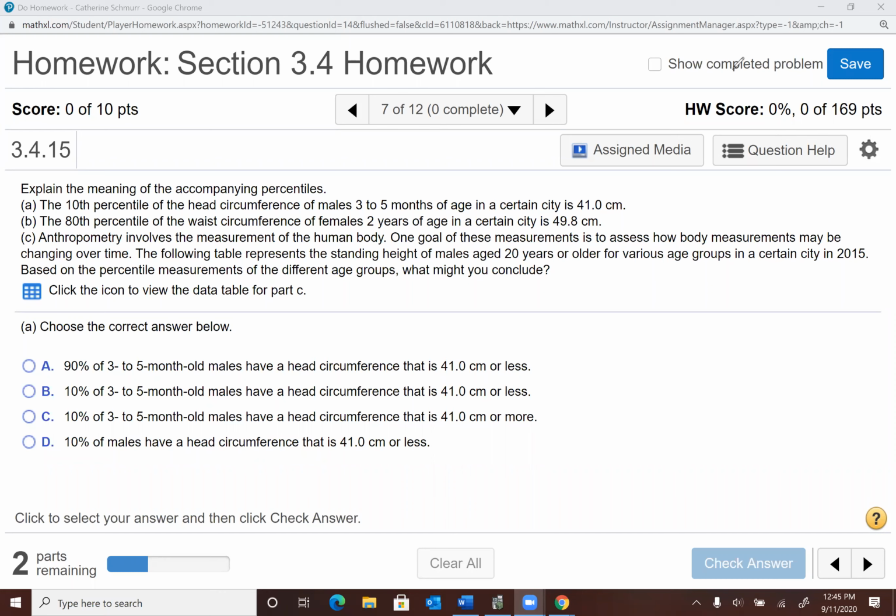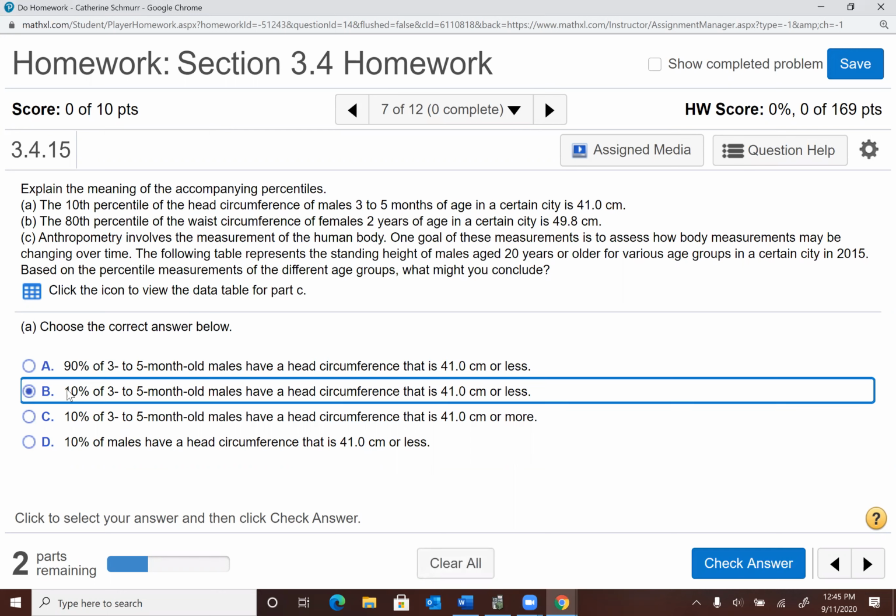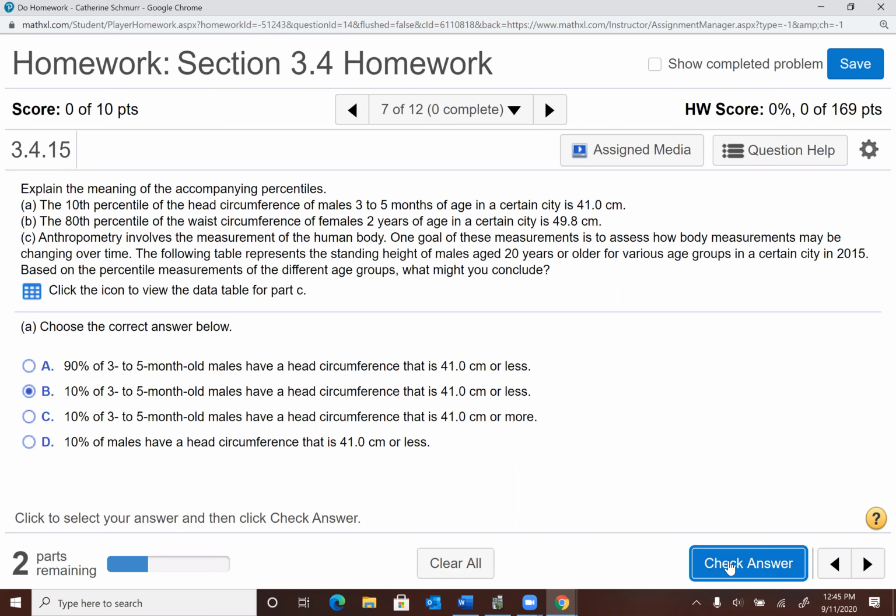So this tells us that 10% of 3 to 5 month old children have a head circumference that is 41 centimeters or less. So it's always X or less when you're dealing with percentiles. So I'm going to go ahead and select the one that says 10% of 3 to 5 month old males have a head circumference that is 41 centimeters or less.